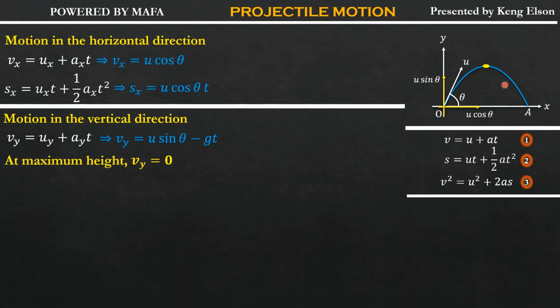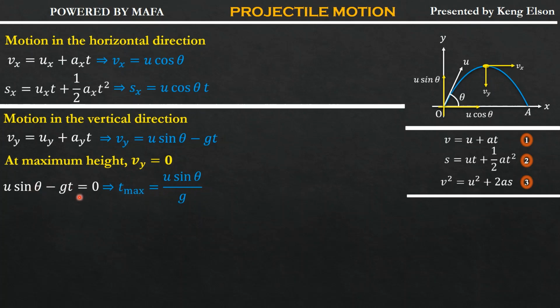So in my diagram, I'm going to indicate the maximum height. The horizontal velocity is v of x, which is our u cos theta, but our vertical velocity, that's vertical speed, is 0. That's the speed in the vertical direction is 0. So that is what happens at maximum height. So it means our Vy is 0, means that our u sin theta minus gt is equal to 0. So it means the time to reach maximum height is u sine theta over g.